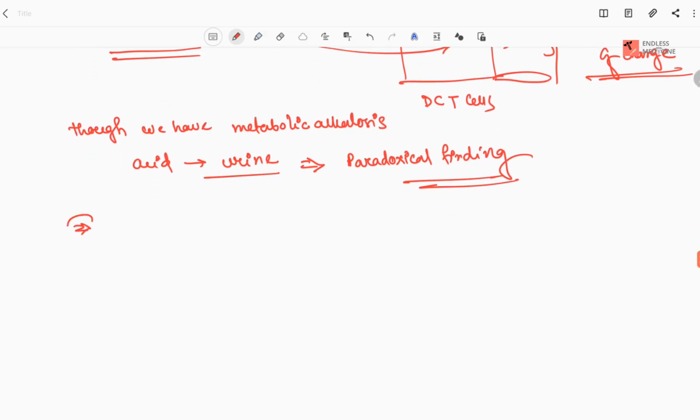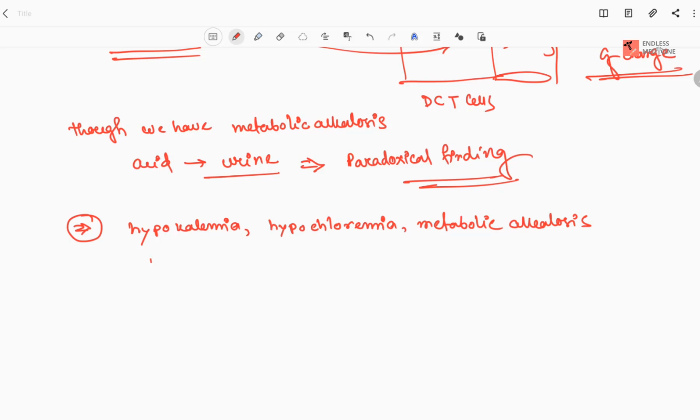So ultimately, what is the total finding? That is hypokalemia, hypochloremia, metabolic alkalosis with paradoxical aciduria. Paradoxical aciduria is the most common finding of gastric outlet obstruction.